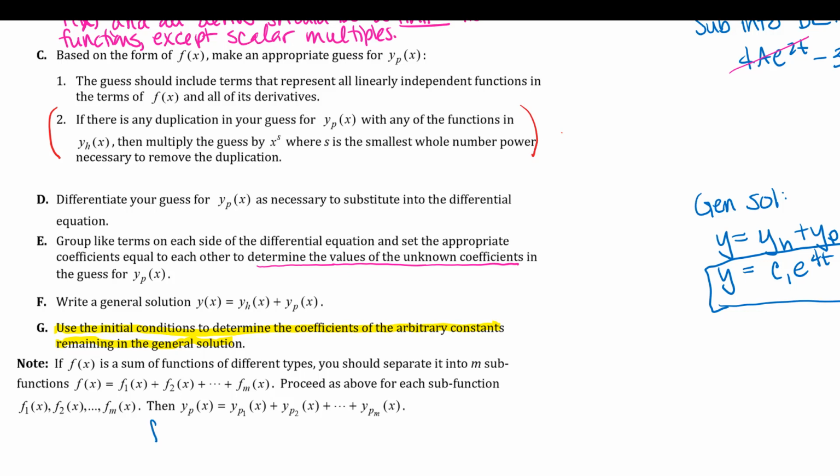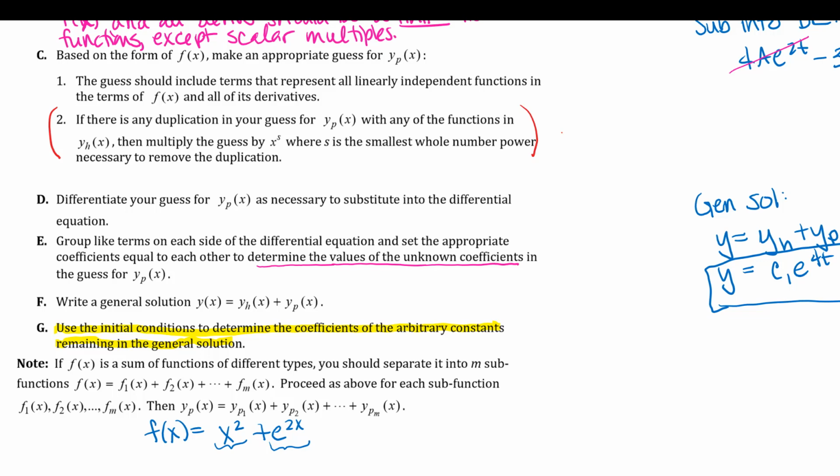So for example, if your f of x on the right-hand side of the differential equation involved, say, a quadratic polynomial and an exponential function, those are two different function types, and so you would make part of your guess based on x squared and all of its derivatives. Those are all just different polynomials of lower and lower degree. And then another part of your guess would be based on e to the 2x and all of its derivatives. So kind of chunking the functions into different types, polynomials, exponential functions, trig functions, etc.